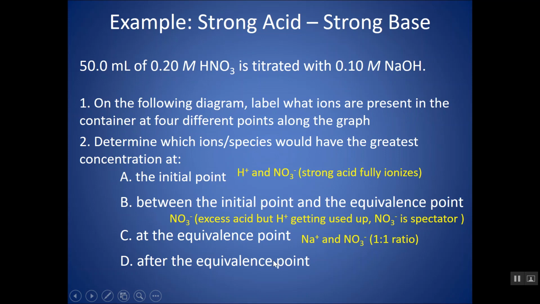And after the equivalence point, it would be Na plus. I've added excess base, but some of the OH minus had reacted with the H plus, so I'll have less OH minus than I would Na plus at that point, because Na plus is just a spectator ion and it hasn't reacted at all.